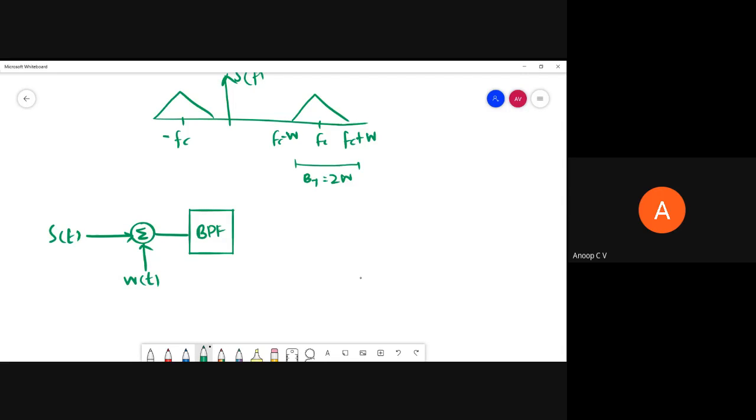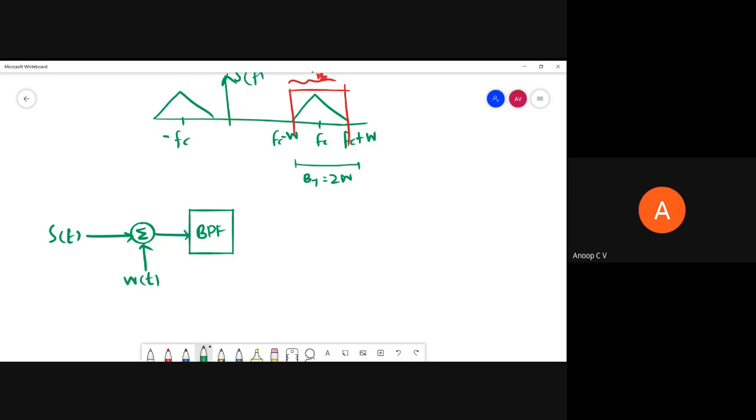This band pass filter will be designed in such a way that it will allow exactly the frequency range of S of t, that is from plus or minus fc minus W to fc plus W. So there is a frequency response of that. We are assuming that to be an ideal band pass filter, which will allow the frequencies from fc minus W to fc plus W on the positive and negative side. So that is your band pass filter.